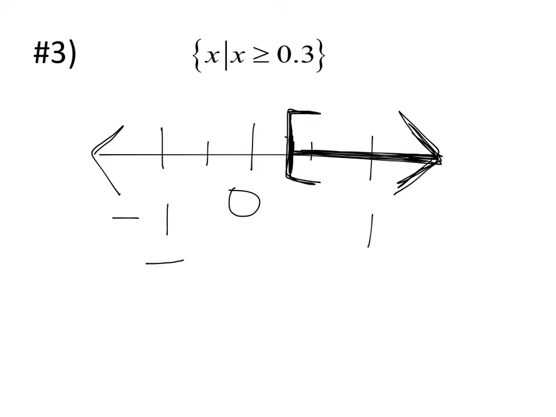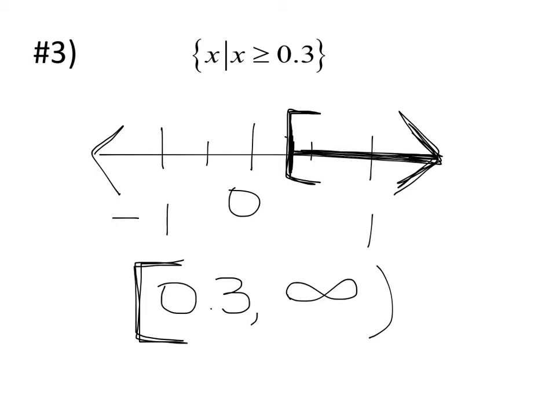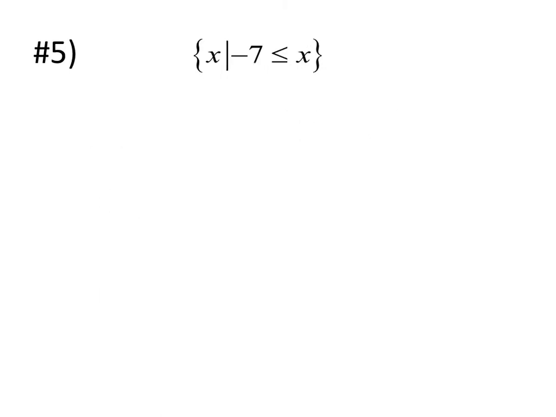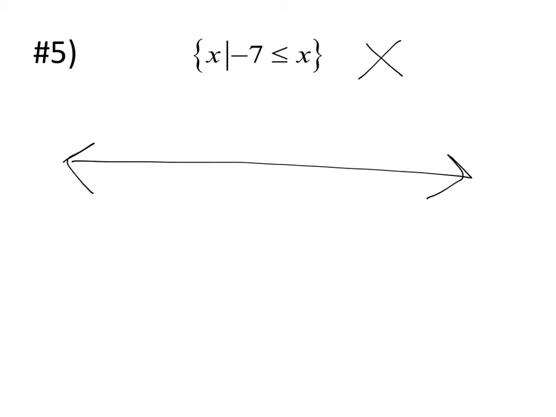So in this case, it's a bracket on the graph, so it's going to be a bracket in my interval notation. So it's going to be 0.3 to infinity, and infinity is always a parenthesis. So my interval notation is from 0.3 to infinity. You can rewrite this if you want, because it seems to me like everything is easier to graph if x is first.